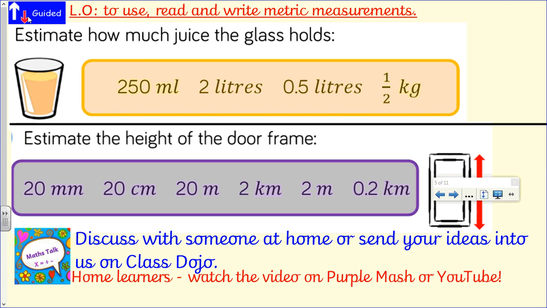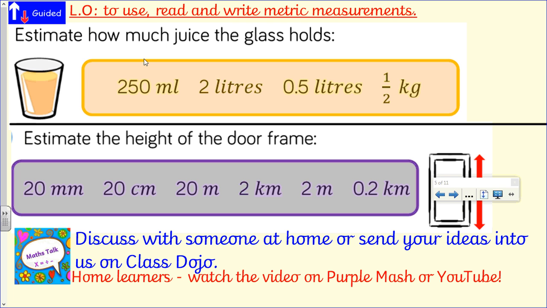So it says estimate how much juice the glass holds. Now, just try and think. You get glasses of all different shapes and sizes, I suppose. Try and think of one of the cups that we've got in the classrooms, the plastic cups that you drink out of. Try and picture one of those.